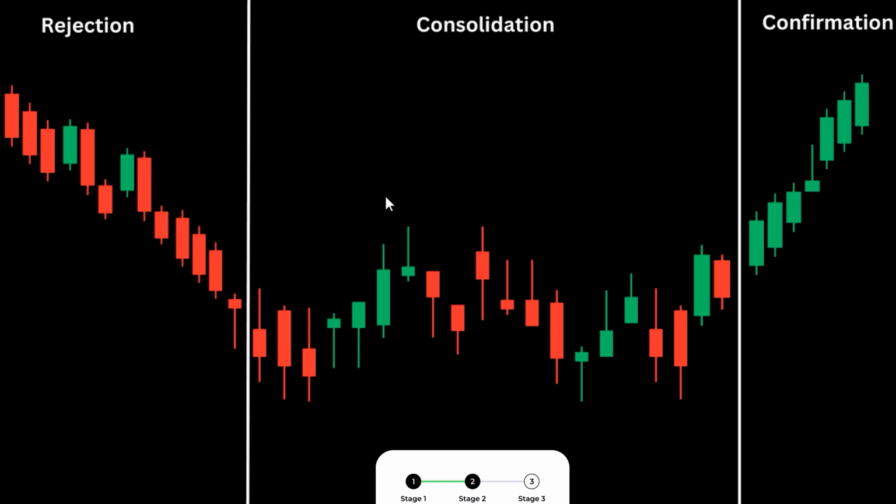Then we enter into the area of consolidation. Now, consolidation, when it comes to the stock market, just refers to a period where the price of a stock moves within a narrow range. So for a certain time, during this phase, buyers and sellers are in an approximate equilibrium, and that forces the price pretty much to move sideways. It's pretty much balanced out.